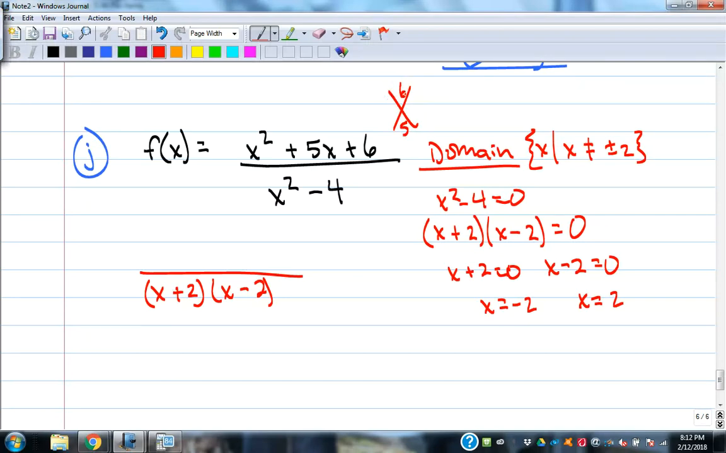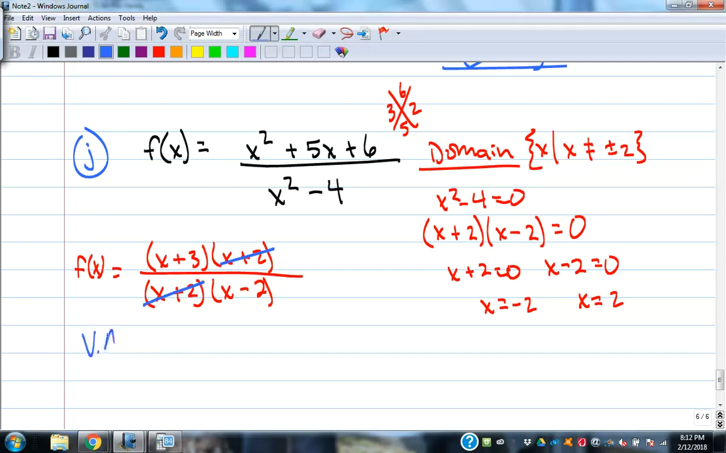6 times 1 is 6, but 6 plus 1 is 7. How about 3 and 2? 3 times 2 is 6. 3 plus 2 is 5. That'd be x plus 3, x plus 2. Woo-hoo. What's happening here? We got factors that cancel, right? You got x plus 2 canceling x plus 2.